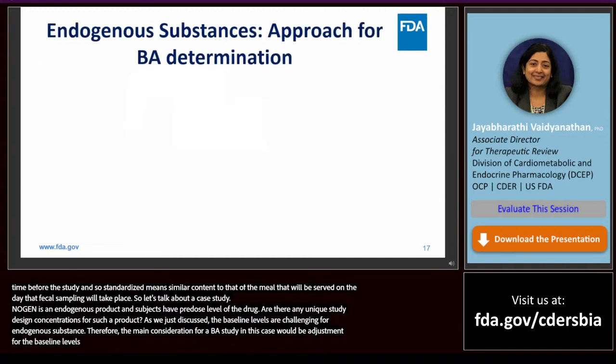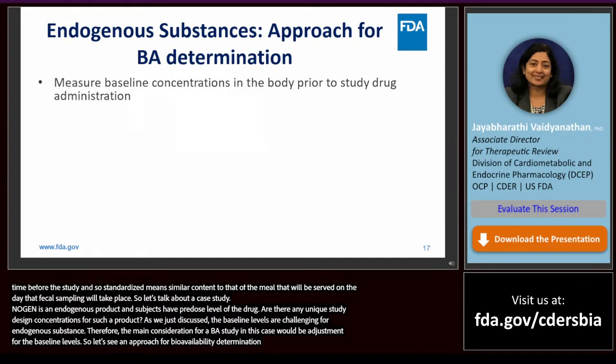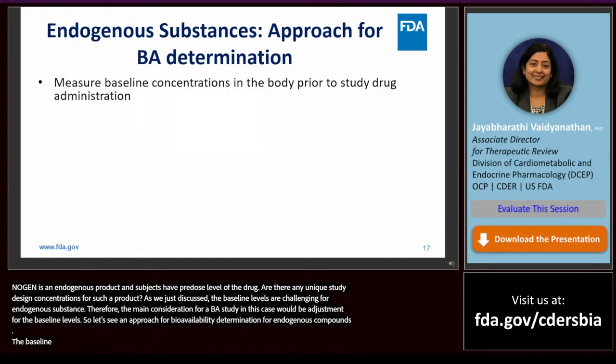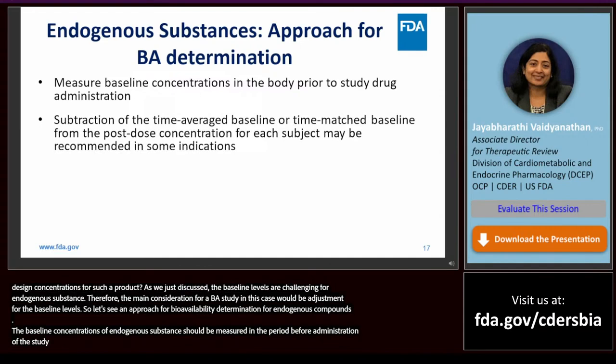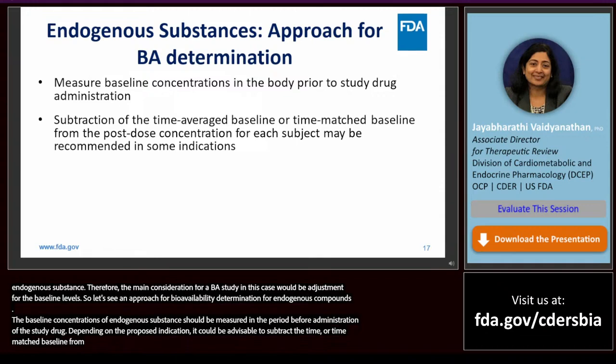So let's see the approach for bioavailability determination for endogenous compounds. The baseline concentrations of the endogenous substance should be measured in the period before administration of the study drug. Depending on the proposed indication, it could be advisable to subtract the time-average baseline or time-matched baseline from the post-dose concentration of each subject.